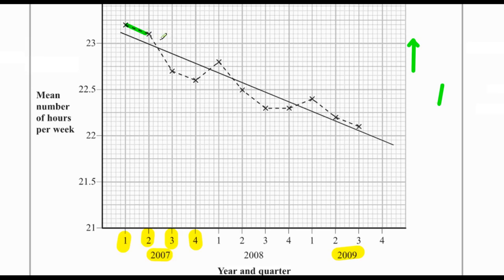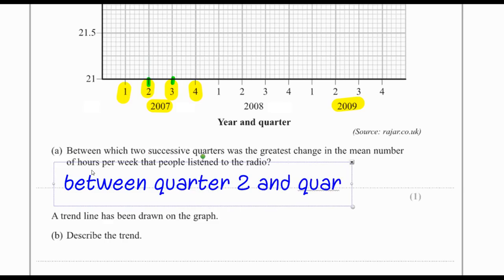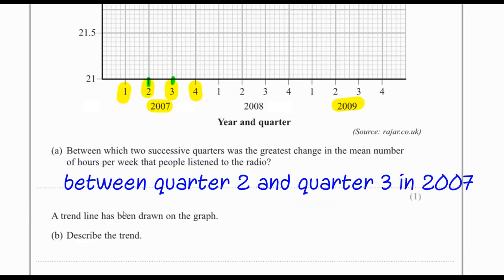And when you find that point, that's your answer. So it's not going to be the first one that we've just highlighted. It could be the second one. It's not going to be the next one because it's not as big. Not as big. No change. Not as big. So it's between the second and third quarter of 2007. Okay, so between quarter 2 and quarter 3 in 2007.